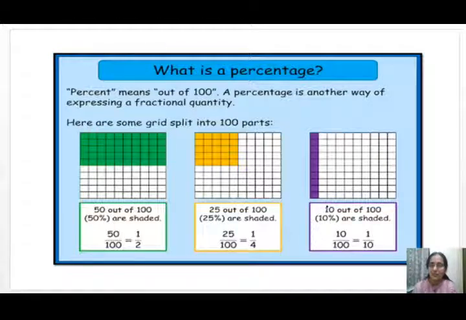You are familiar with this percent sign, right? When you assign the percent sign, that means the denominator is 100. 10 by 100 is written as 10%.